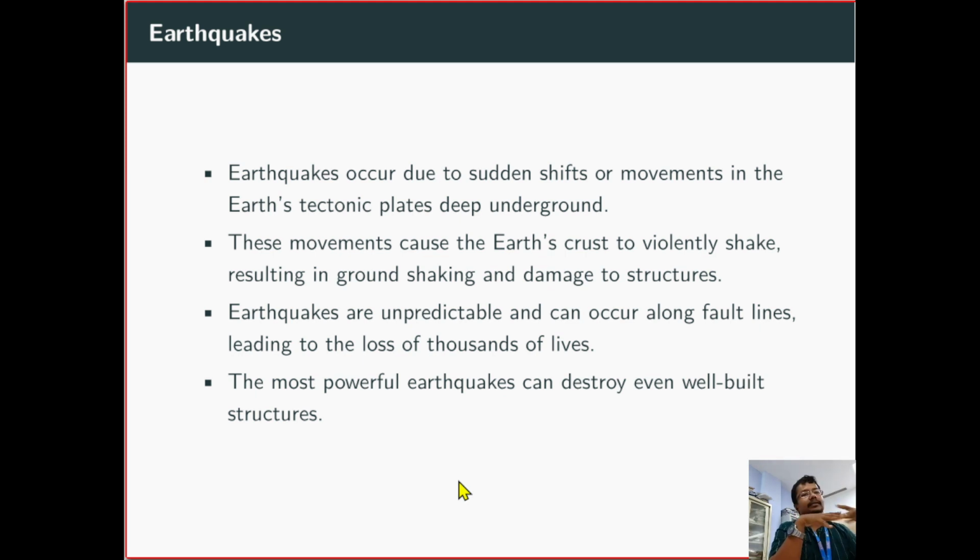Have you felt that one here? Those who are staying in the hostel, or during your stay in Cebu, have you felt earthquakes and all? Or any time in your life, have you felt the shake? What do you understand by earthquake? The movement of the tectonic plates. The movement of the tectonic plates, right?